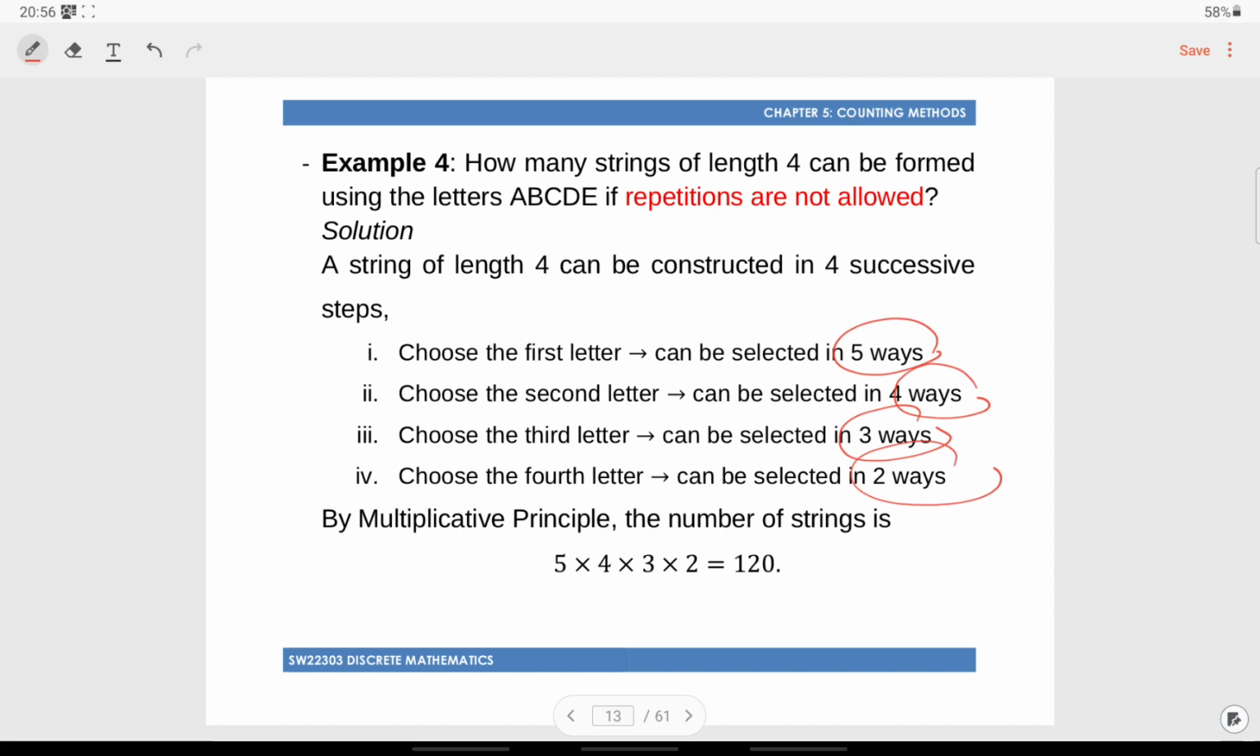Now is the time to use the multiplication principle, because this task can be done in 4 successive steps, and each step can be done in a certain number of different ways. So we can use the multiplicative principle and come up with the total number of strings of length 4 formed by using the letters A, B, C, D, and E, where repetitions are not allowed. So there are 120 possible combinations of letters to form the string of length 4.